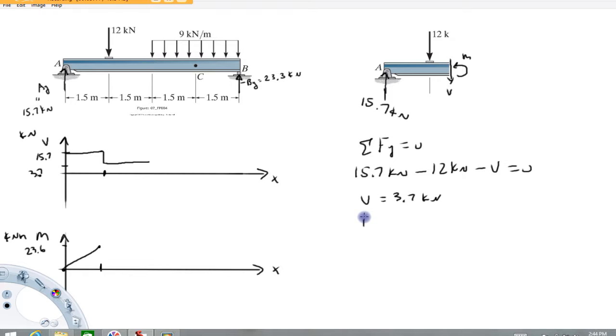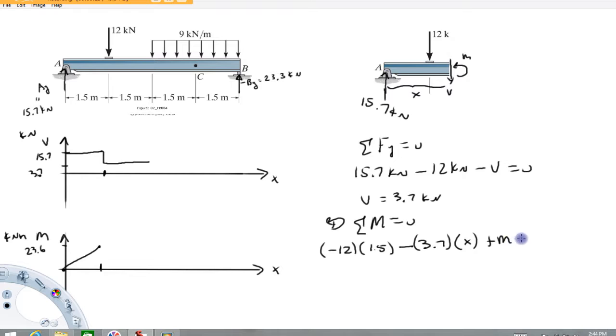Right? Bending moment. Sum of all moments equals 0, counterclockwise positive. And again, I'm looking at this free body. So this force is going to produce a bending moment of minus 12, and I'm going to leave the units out. I'm just going to say note consistent units. 12 times 1.5. Then the shear is going to produce a bending moment of minus 3.7 times the distance from here to here. And again, we're cutting this at an arbitrary location, so we're going to call that x. Then we're going to have plus the internal bending moment. And that's it. Everything's been taken into account, equals 0.